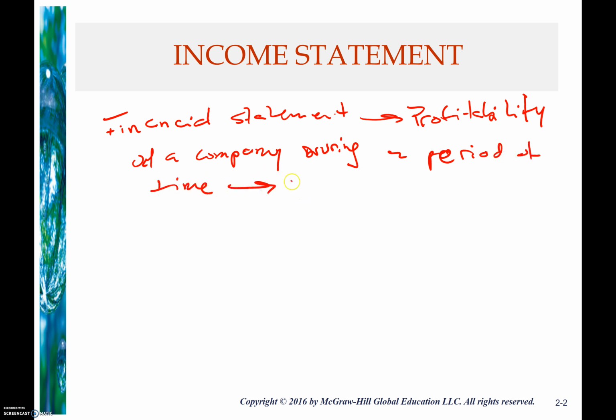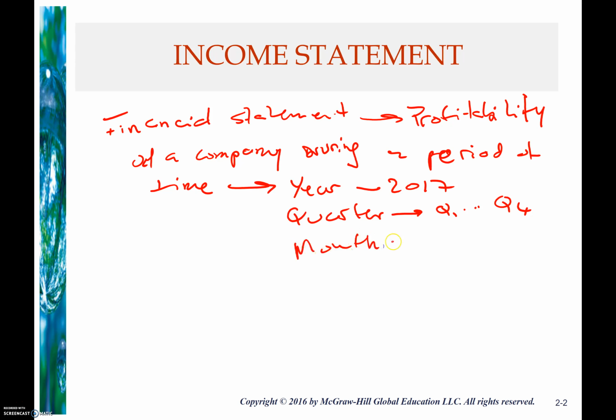Okay, usually it's for a year, the year 2017. It's for a quarter, right? You'll see Q1, Q2, Q3, or Q4. Okay, it's for a specific month, for the whole month of January or the month of December. So the income statement is the financial statement that shows the profitability of a company during a period of time. It could be for a year versus a quarter versus a month.